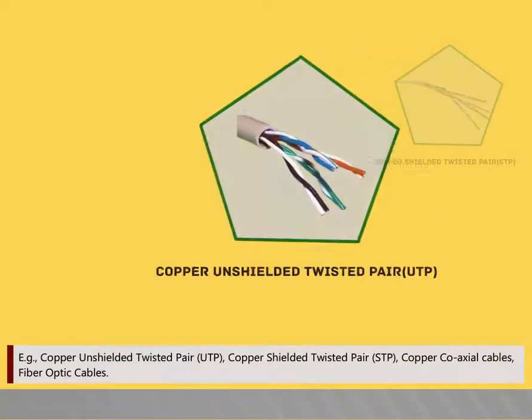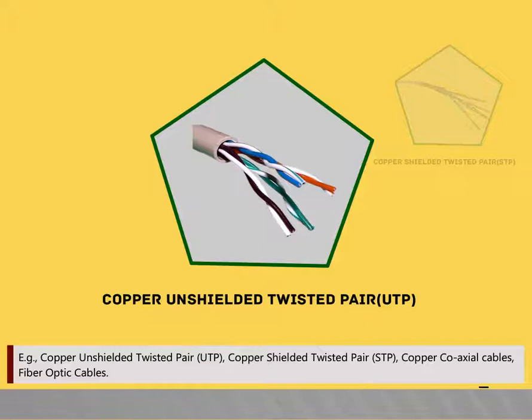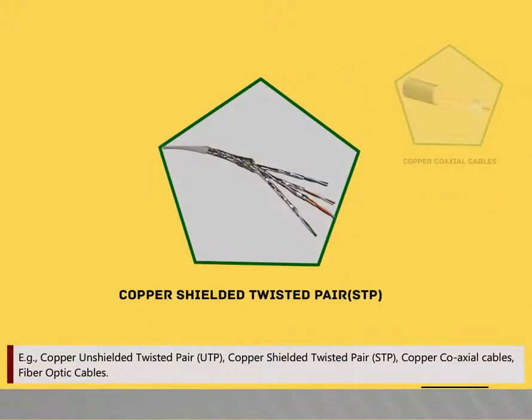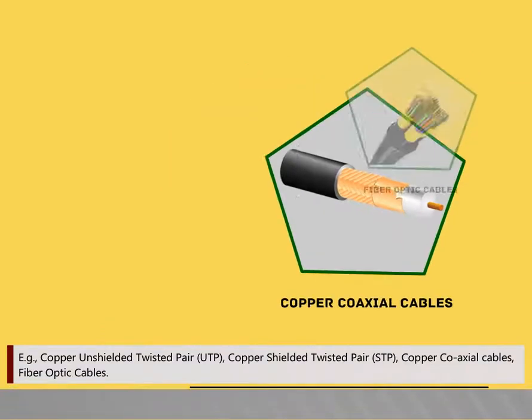For example, copper unshielded twisted pair, that is UTP, copper shielded twisted pair, that is STP, copper coaxial cables, fiber optic cables.